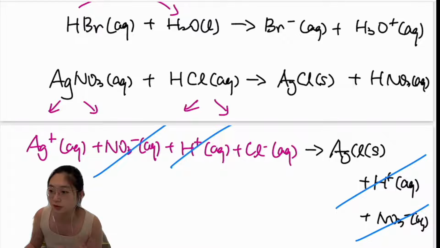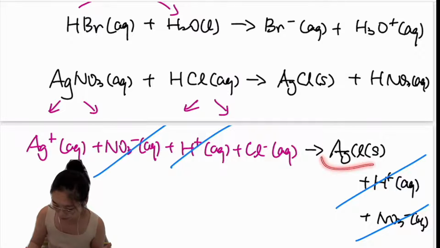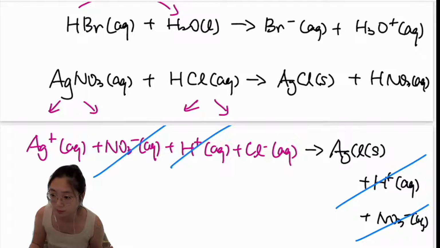Yeah, so net ionic equation doesn't mean that you have only the ions. I mean, this is not an ion. This is just neutral. It's an ionic compound in the solid phase, which is not soluble.